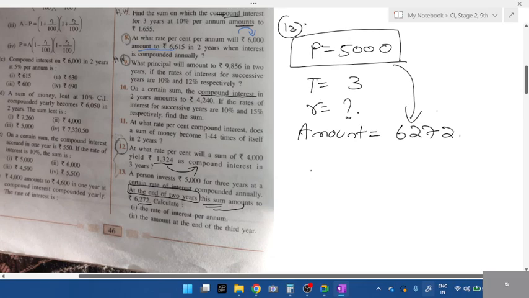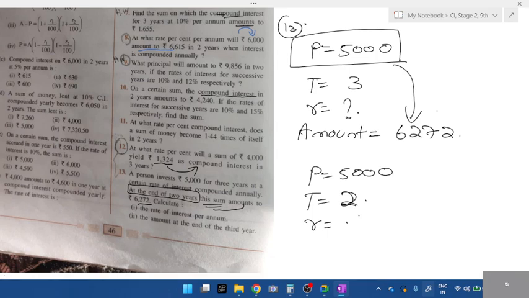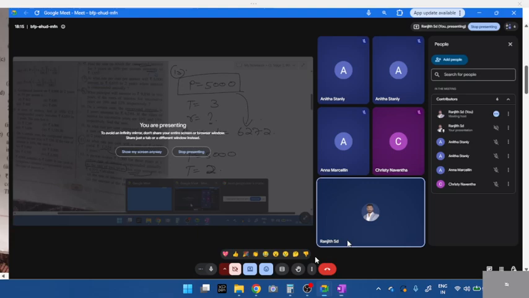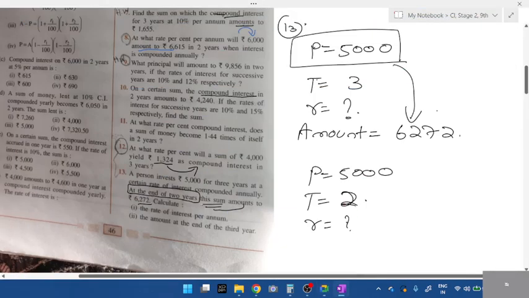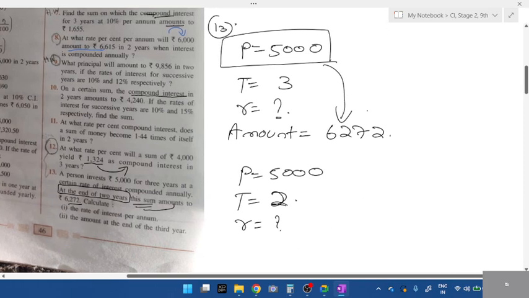Now we'll do one thing. We'll take principal as 5,000. Time period we'll take as 2, and rate is not given. Rate is what we need to find. So just because at the end of 2 years 6,272 is given, we'll take 2 years as the time. We'll calculate. What do you need to calculate?